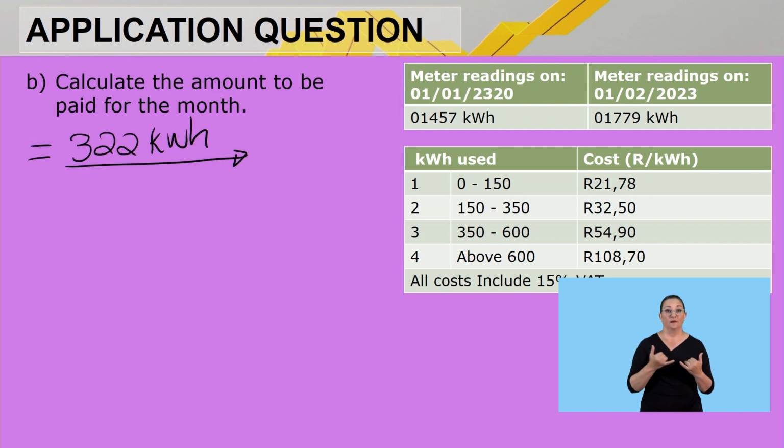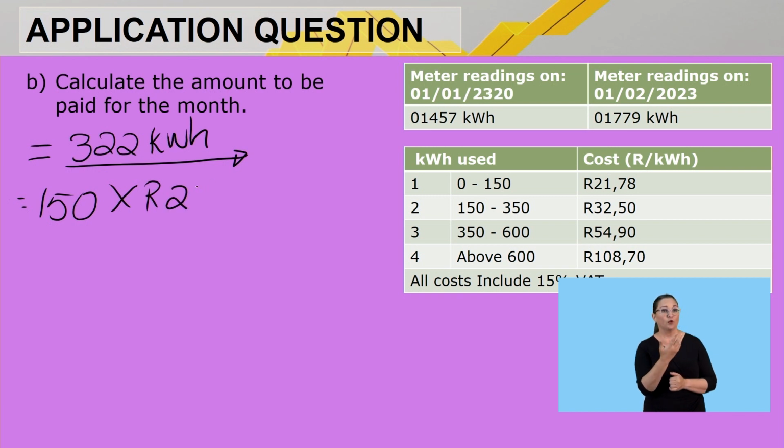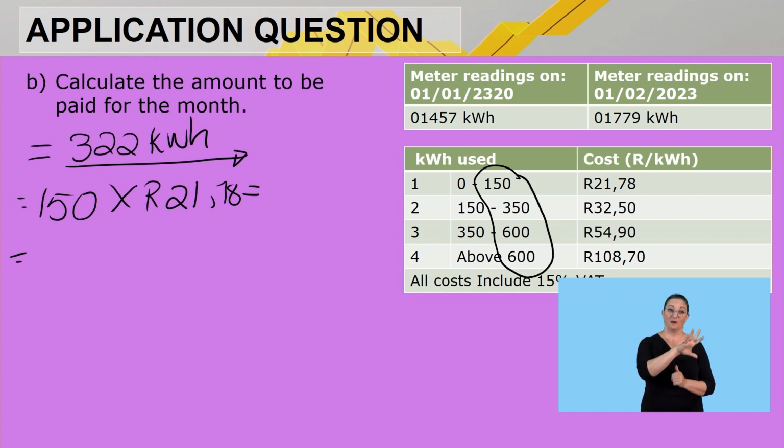So now we need to calculate how much they're going to pay for this. Right, meaning we are going to go to our table looking at our first block. It says from 0 to 150. So that's what we are taking there. 150 kilowatts, and we multiply that by the cost of 21 rand 78 cents. Then we go to block number 2, because block number 1 is only 150. So in block number 2, not forgetting that we consider the numbers on our right. So this is going to be 350 minus 150.